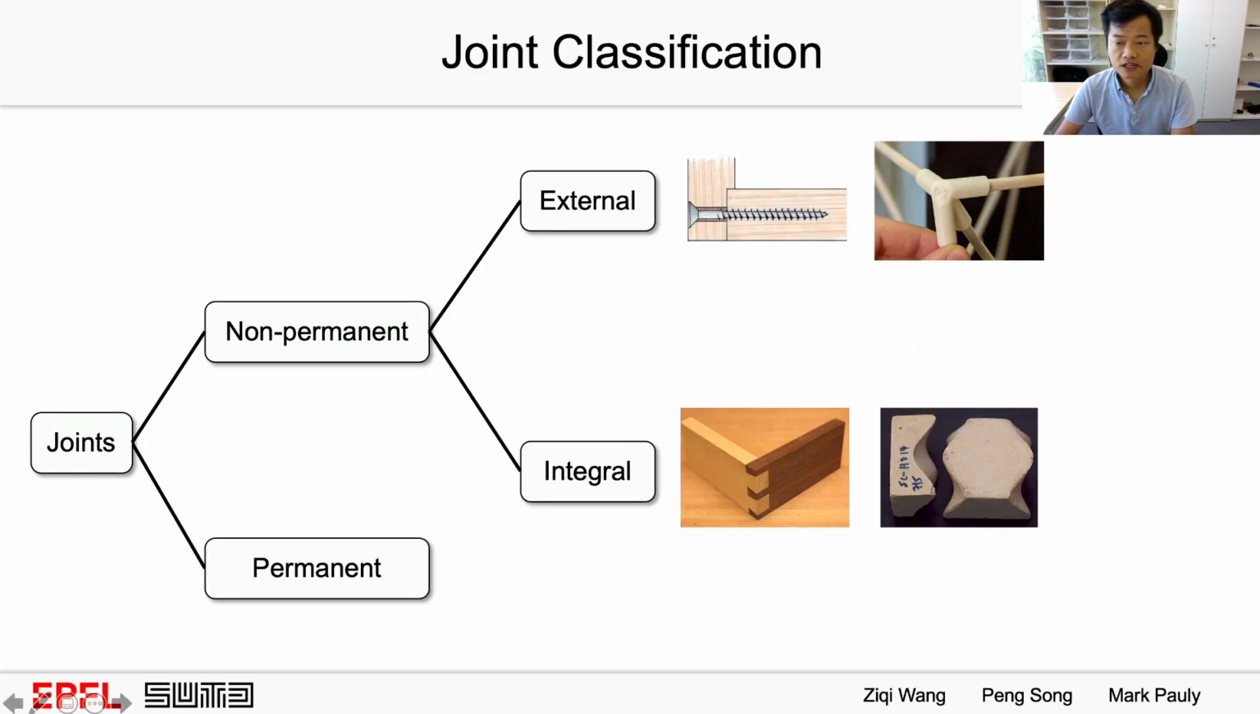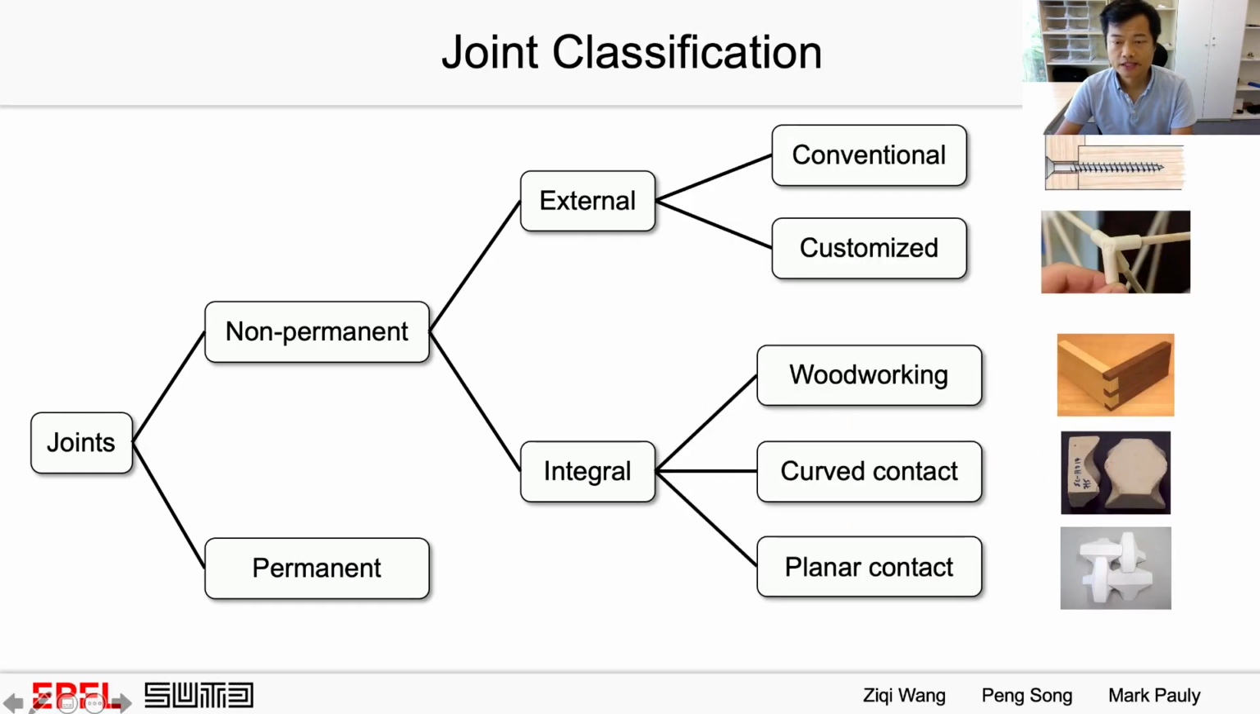Non-permanent joints can be further classified as external and integral. Screws and 3D printable connectors are external joints, and they are independent from the parts. Woodworking joints and curved contact joints are integral joints. Integral joints can significantly simplify the assembly process by assisting parts alignment and reducing the total number of assembly steps. External joints can be further classified as conventional joints such as screws and customized joints such as 3D printable connectors. Integral joints can be further classified as woodworking, curved contact, and planar contact joints.